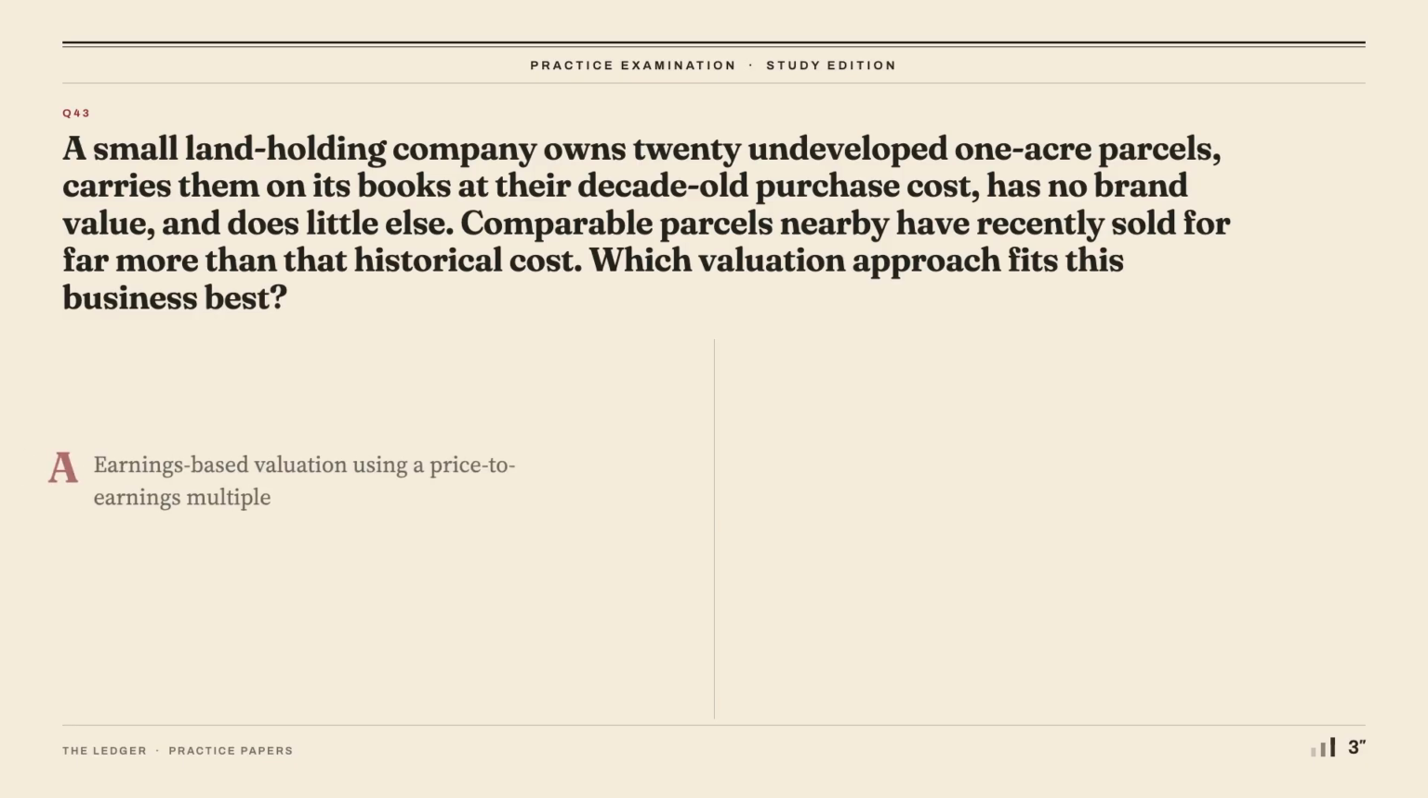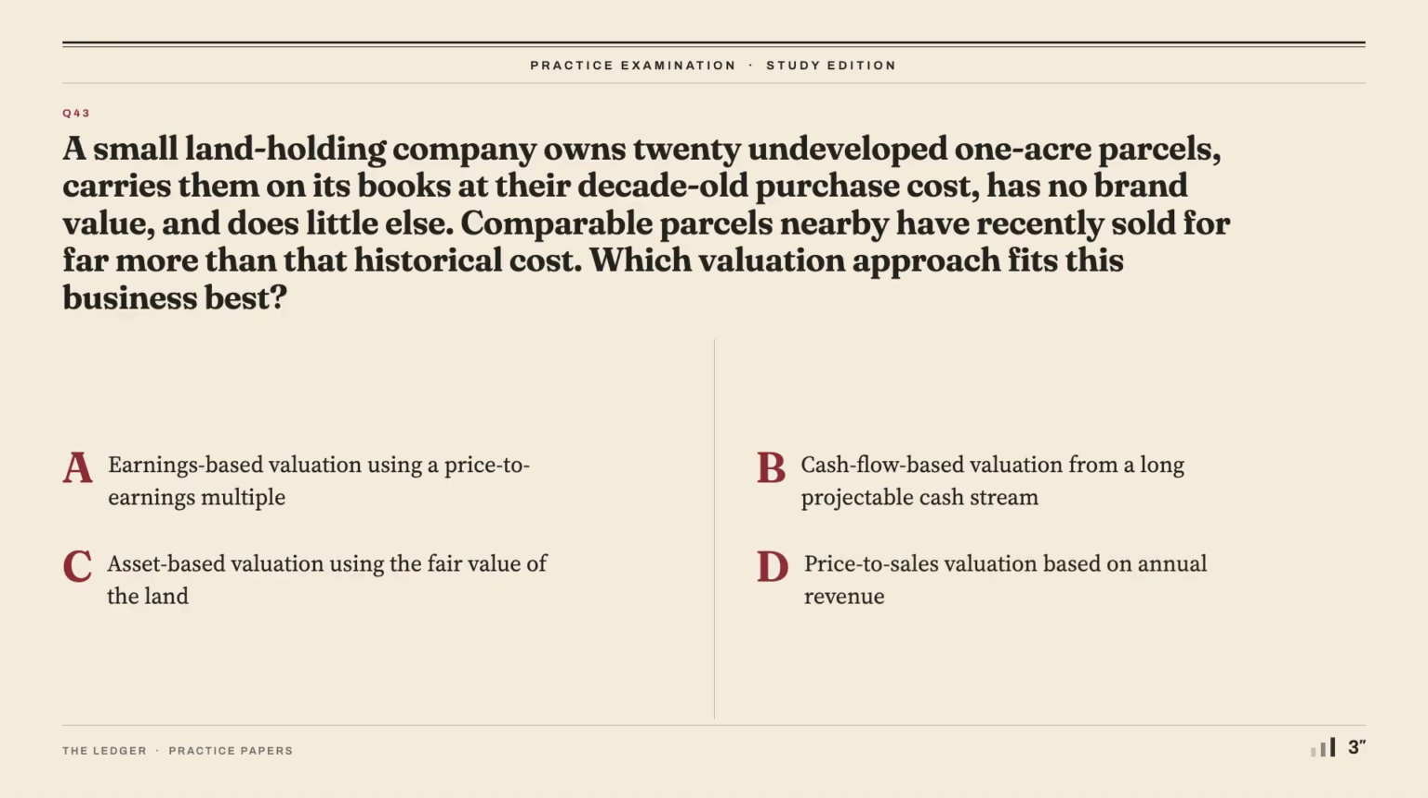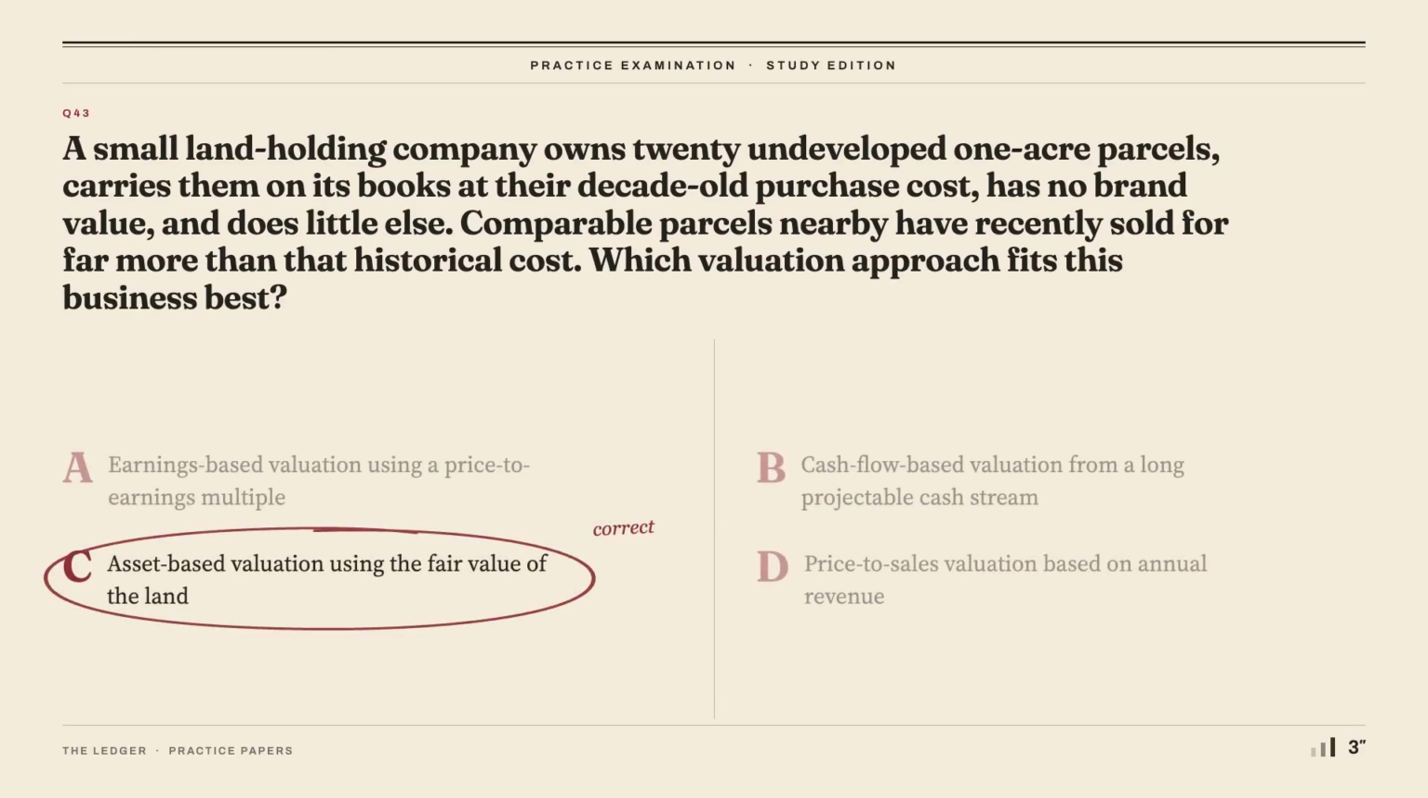Your options are A. Earnings-based valuation using a price-to-earnings multiple. B. Cash flow-based valuation from a long projectable cash stream. C. Asset-based valuation using the fair value of the land. D. Price-to-sales valuation based on annual revenue. Before I reveal it, which one do you think is right? The correct answer is C. Asset-based valuation using the fair value of the land.